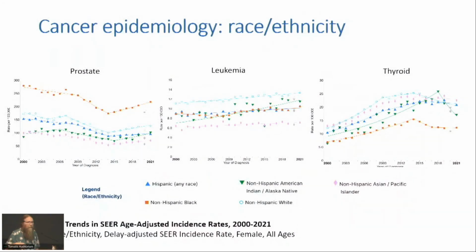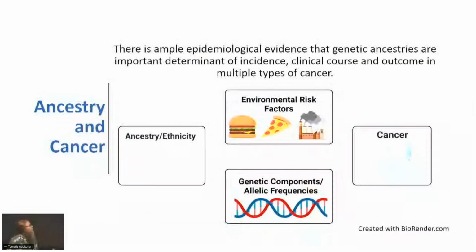It's well known that some diseases are associated with ancestry. For example, for prostate cancer, you have a higher incidence in the African American population. In leukemia, you have a higher incidence in the white population. And for thyroid cancer, you have a lower incidence in the African American population. The association is probably a mix between environmental factors, genetic components, and a lot of other things.